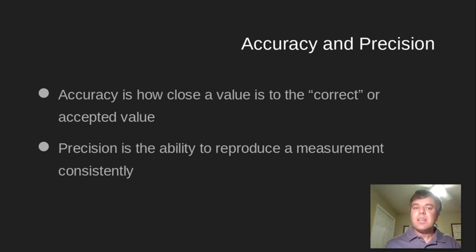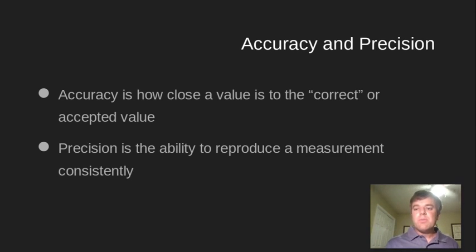Being precise does not necessarily mean that you're also accurate. For instance, the thermometer could be reading 2 degrees higher or lower than the actual temperature, but as long as it's giving you the same number, that's very precise, even if it's not accurate.